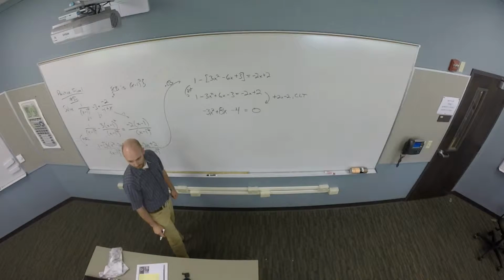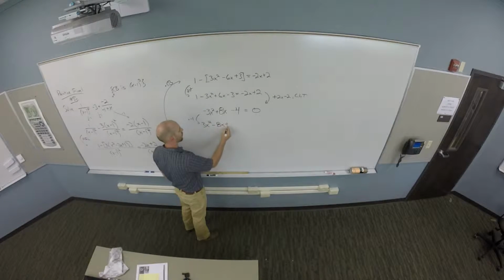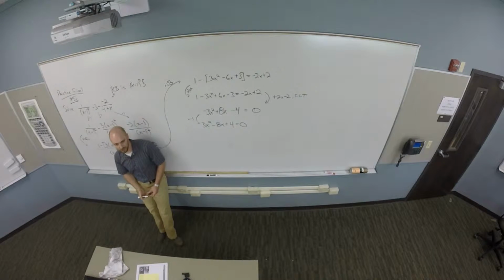Okay, then what? Yeah, flip all the signs maybe. So I got 3x squared minus 8x plus 4 is 0. I would do that essentially because you can't have a negative with your x squared or whatever. Like, I don't know. You can, but it's just easier not to, maybe. Yeah.